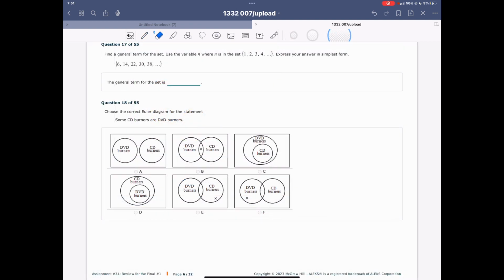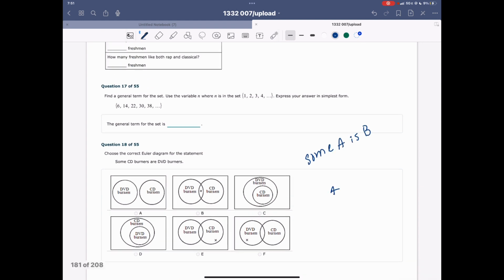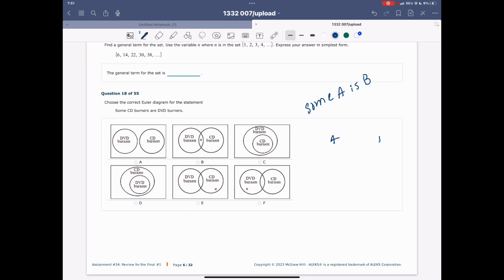Use the correct Euler diagram for the statement. Some CD burners are DVD burners. So basically this is some A is B. So your intersection would be like this. So some CD burners are DVD burners. Your option is B, this one right here.